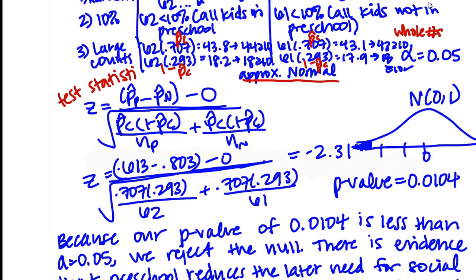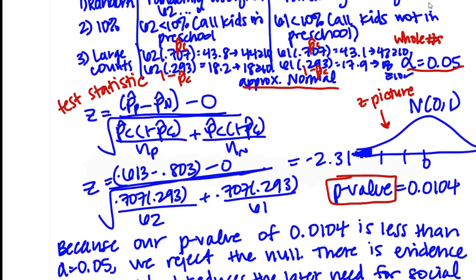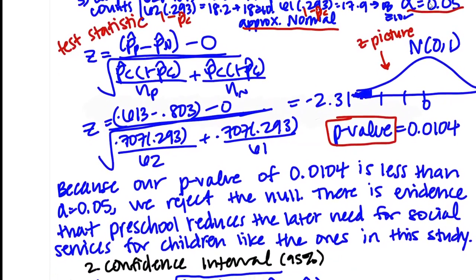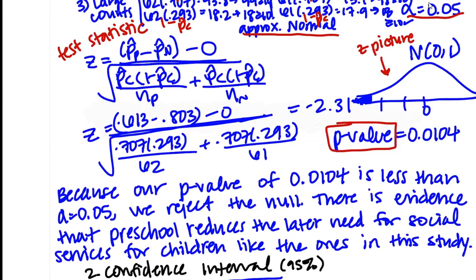Just a couple of reminders. I like to have the normal curve picture. We have our p-value, all necessary. Oh, don't forget this alpha up here. And then our conclusion is the same as always. So we compare the p-value, reject or fail to reject, there is or isn't evidence in context.